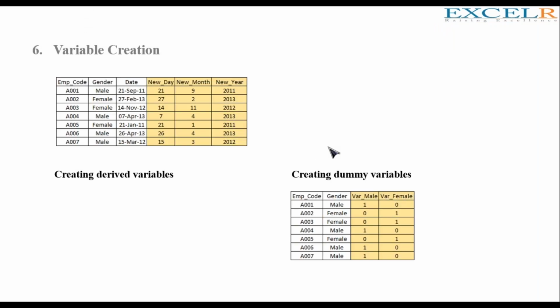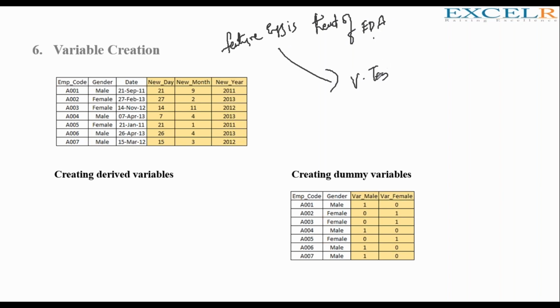Then finally you have variable creation. Variable creation and variable transformation put together are called feature engineering. Feature engineering is considered to be the heart of EDA. Your EDA is the heart of the project and feature engineering is the heart of EDA. Now feature engineering comprises variable transformations plus variable creation. We have discussed variable transformations, and now you can see that new variables can be created in either of these two ways.